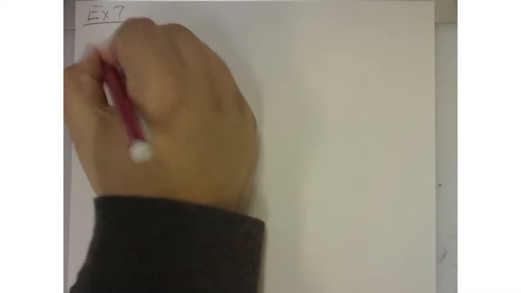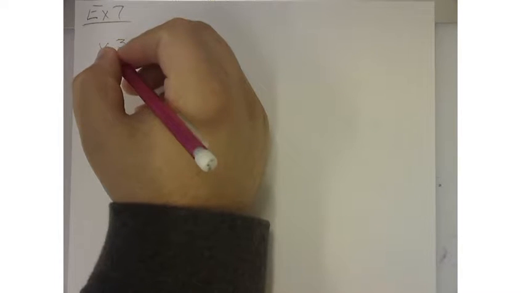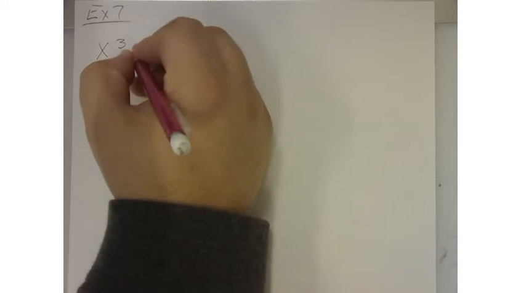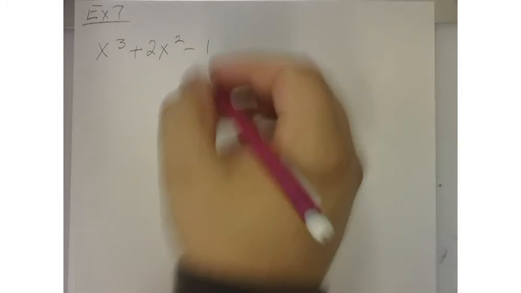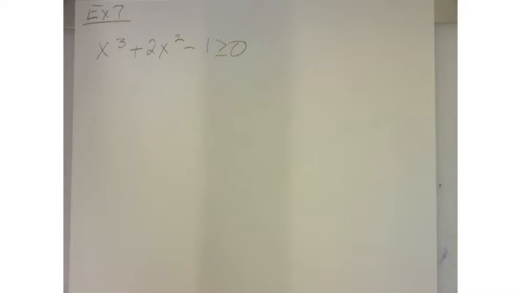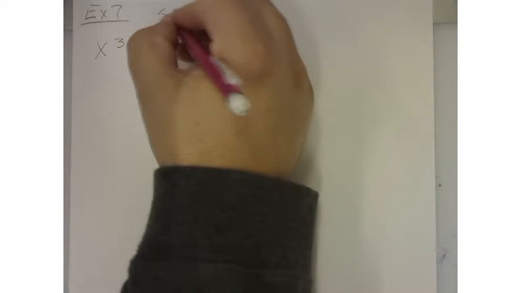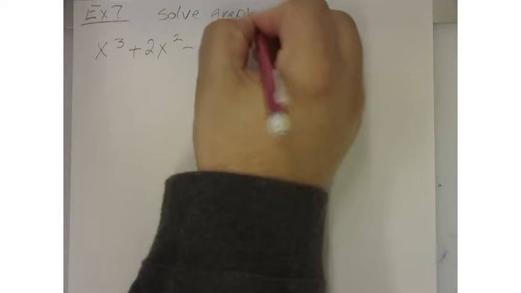Solving a cubic. Okay, so if we want to solve a cubic, they have x cubed plus 2x squared minus 1 is greater than or equal to 0. And it asks us to solve graphically. That's what the textbook asks.